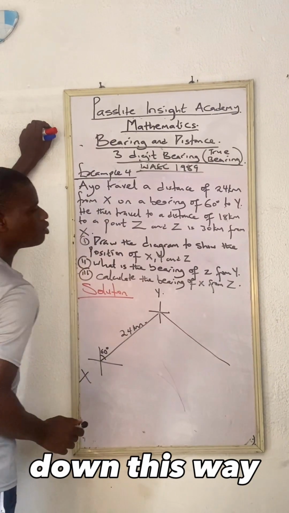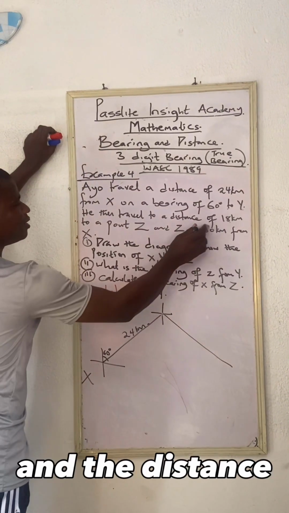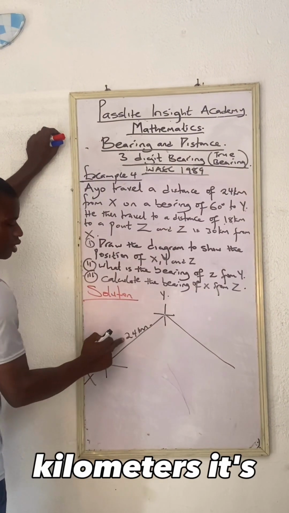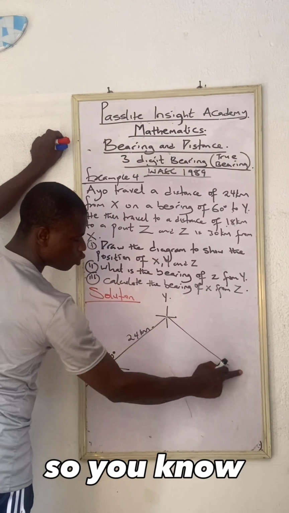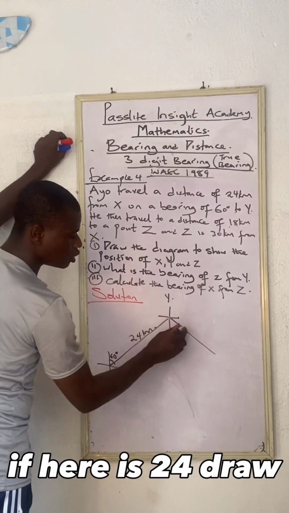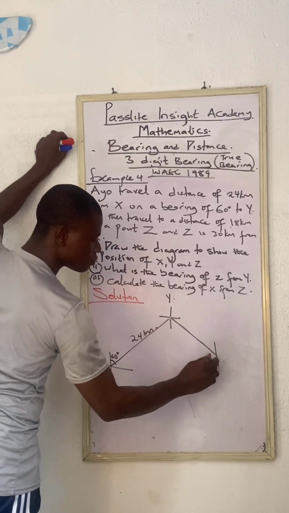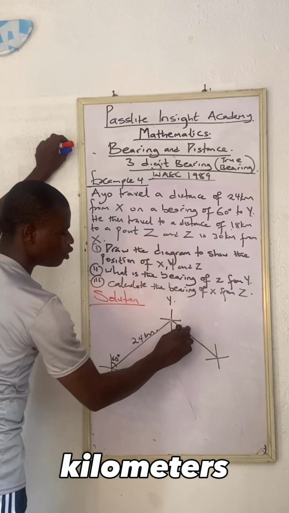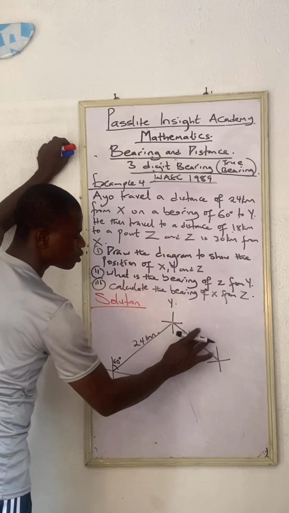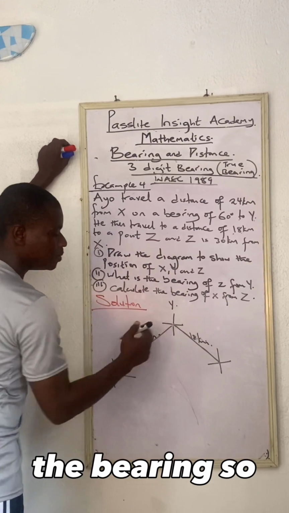So we draw it down this way. And the distance was 18 kilometers. It's not up to this 24. So you know how to draw it. So if here is 24, draw here as 18. So this is 18 kilometers. We don't know the bearing.